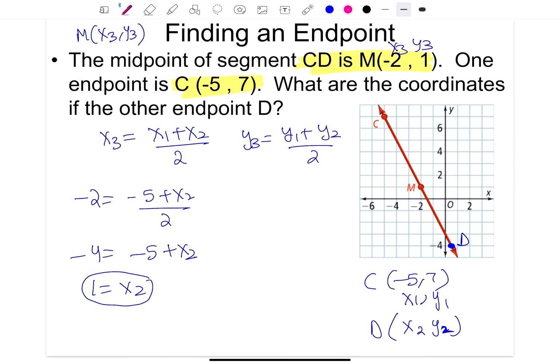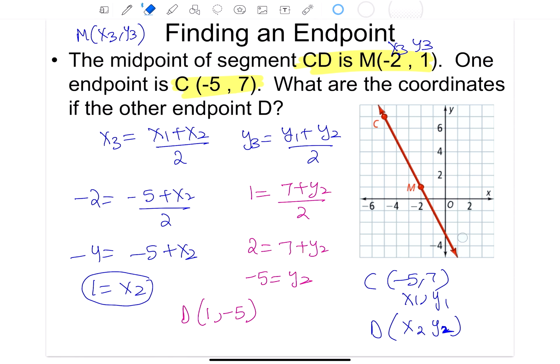Now we're going to be finding the y coordinate for the other endpoint D. So y3 is the y coordinate of the midpoint, which is given to me. That's 1 equals y1, I already know it is 7, plus y2 divided by 2. Let's go ahead and multiply both sides with a 2. 2 equals 7 plus y2, and subtract 7 from both sides. -5 equals y2. So coordinates of other endpoint D are 1, -5.